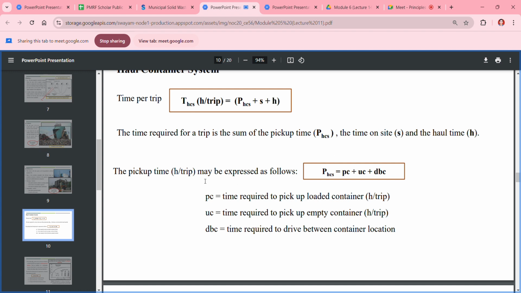So the pickup time per trip may be expressed as follows: PSCS equals PC plus UC plus DVC. PC is the time required to pick up the loaded container, UC is the time required to pick up the empty container, and DVC is the time required to drive between container locations. So for time per trip we had talked about PSCS plus S plus H, and in this PSCS we have three different things: PC plus UC plus DVC.